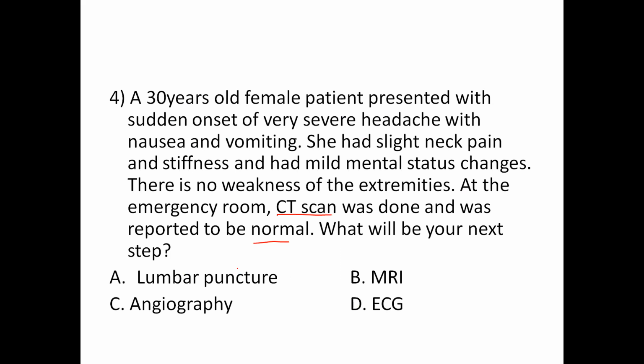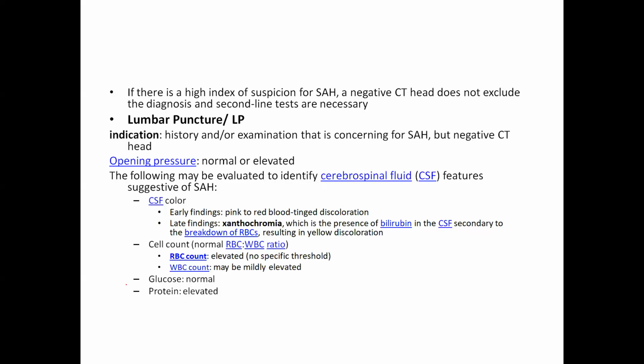You send the CT scan and it comes negative. So what will be your next step in your management? You go for LP. Let's discuss. If there is a high index of suspicion for subarachnoid hemorrhage, a negative CT doesn't rule out or exclude the diagnosis. So second-line tests are necessary, and that second-line test is LP or lumbar puncture. The indication is history and examination that is concerning for subarachnoid hemorrhage, but negative CT.